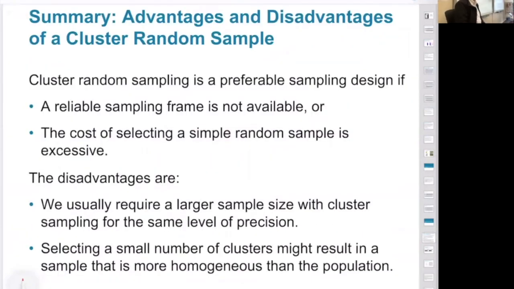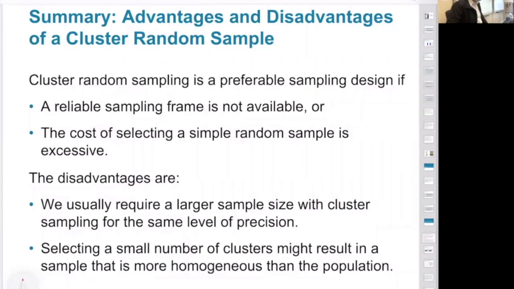We have advantages and disadvantages for this type of sampling. First of all, we'll talk about the advantages. We prefer the cluster sample if a reliable sampling frame is not available. Sometimes you don't have a sampling frame. You cannot determine the population quite well. So you can use cluster sampling in this case. But the cost of selecting a simple random sample is a little bit excessive.